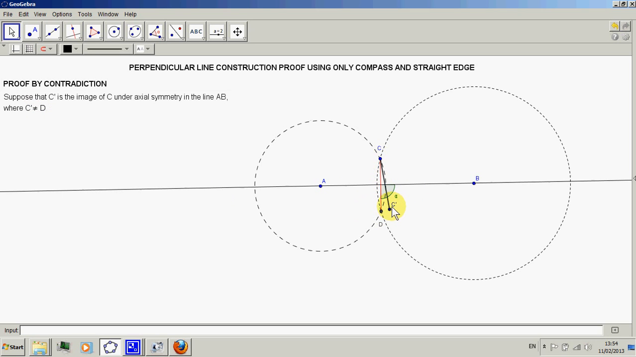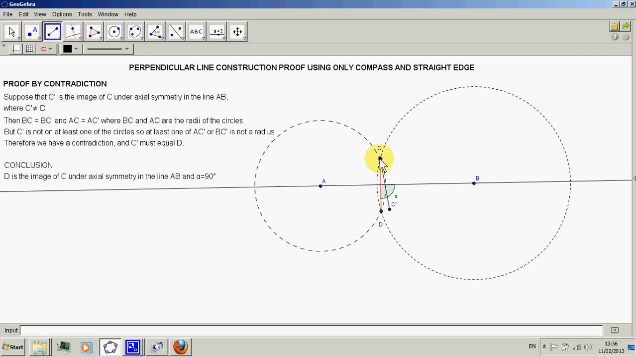Now it looks obvious from the picture that C prime is not the image of C under axial symmetry in the line AB, but we are going to pretend that it is. The thing about the point C prime is that it's not equal to D, so it can't be on both circles. It could be on one of the circles. I've shown it on neither of the circles, but I could have shown it on this circle here or on this circle here, but I can't show it on both circles. We are going to show that this statement leads to a contradiction.